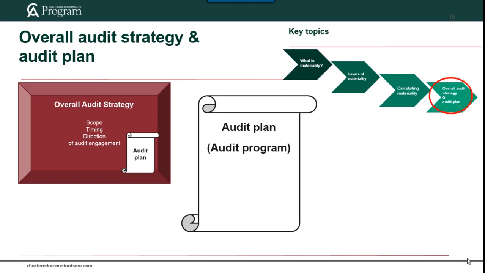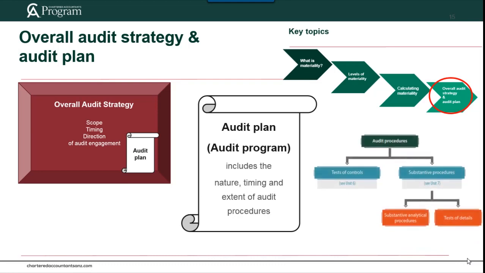The audit plan, or audit program as it's commonly referred to in practice, is more detailed than the audit strategy in that it includes the nature, timing, and extent of the audit procedures to be performed by the audit team. The following diagram shows the two main types of audit procedures that auditors use to obtain evidence: tests of controls and substantive procedures, of which there are two types: substantive analytical procedures and tests of details.